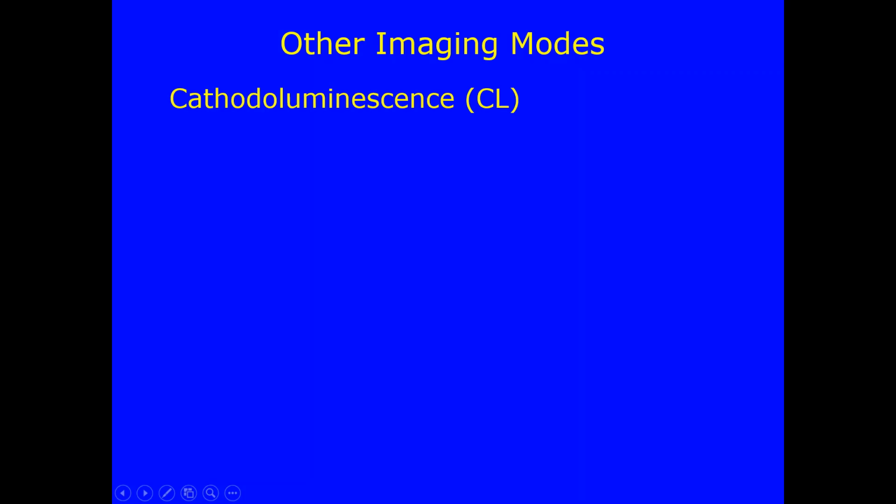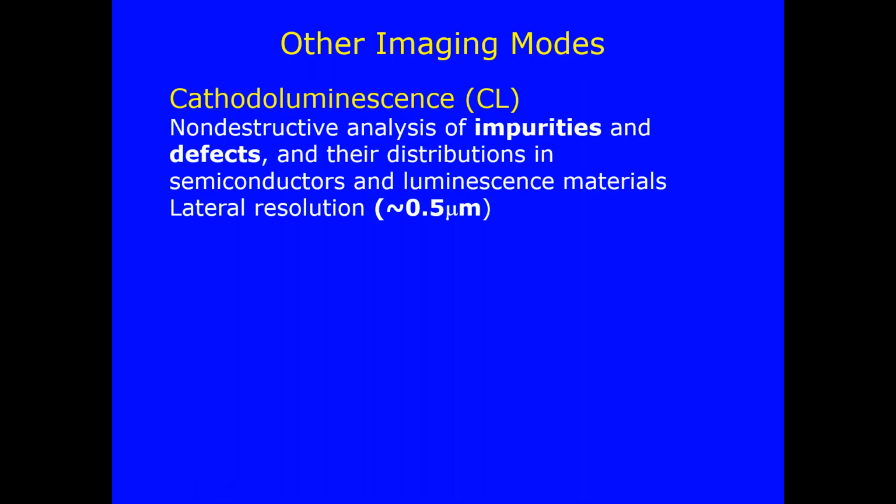Other imaging modes consist of cathodoluminescence, which in short we call CL. It is a non-destructive analysis of impurities and defects and their distribution in semiconductor and luminescent materials, and it has lateral resolution. This feature of scanning electron microscopy is mostly adopted to find out the defect structures and the luminescence characteristics of a material.